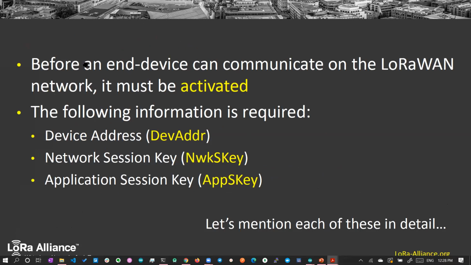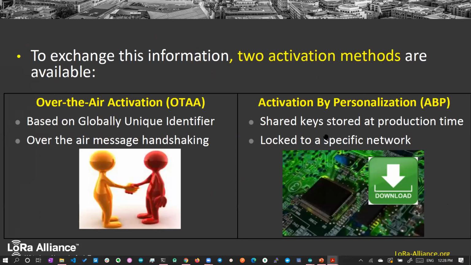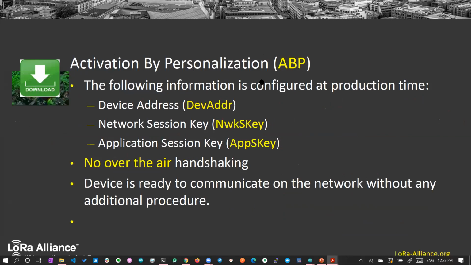But before that, an end device has to be activated. For activation we are using ABP and OTAA, right? So device address, network session key, app session key, we have seen all these. ABP, OTAA, global identifier, over the air activation. In ABP, the keys are shared at production time. All the keys are embedded in the chip at production time itself, right?